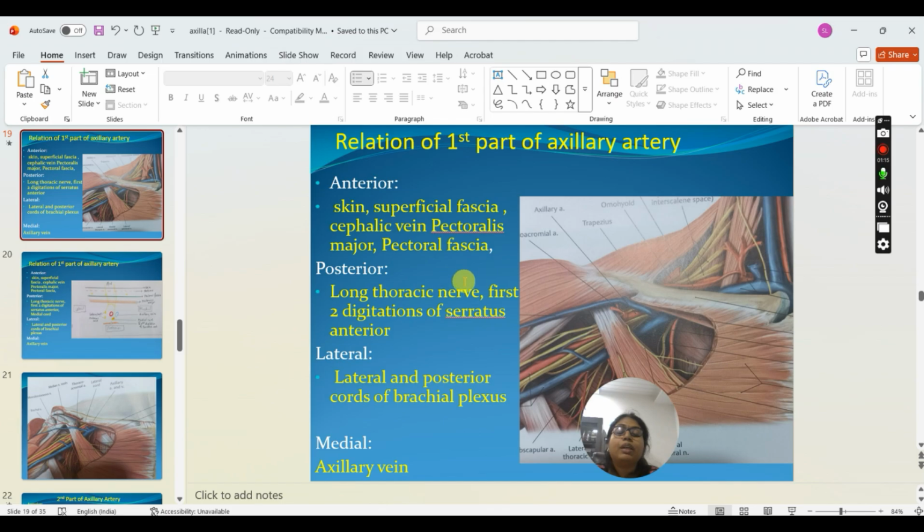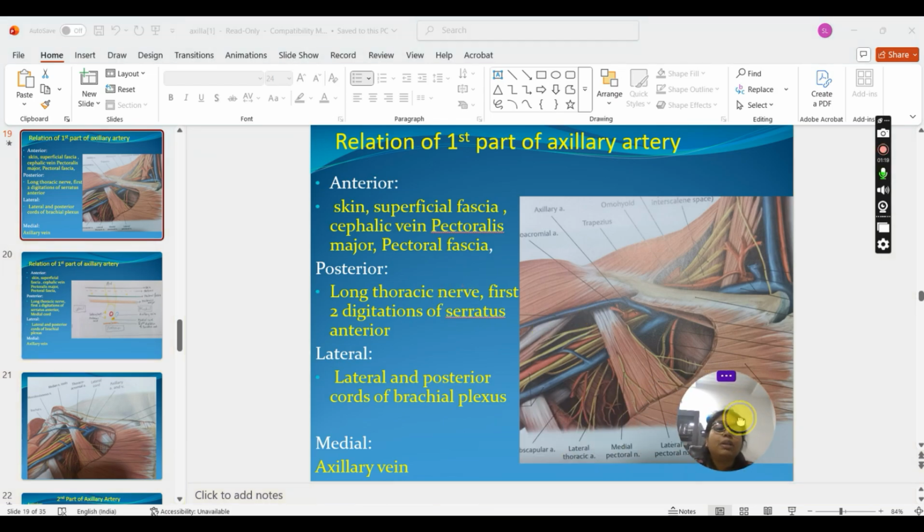From the first part arises 1 branch, from the second part 2 branches, and from the third part 3 branches arise. So let's see the relations of the first part of the axillary artery. Which is the first part? The portion proximal to the pectoralis minor.